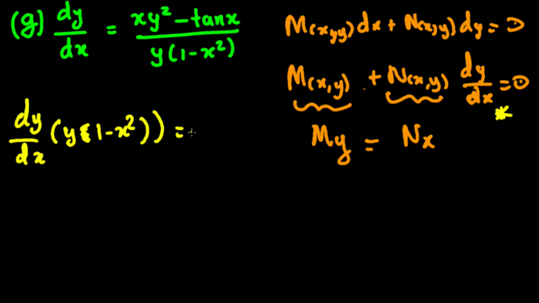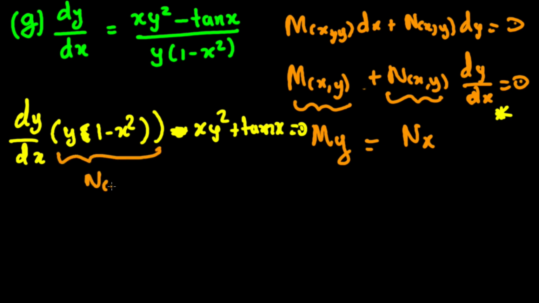Okay, and on the other side we have xy square minus tan x, and I can directly bring all of them over. So this is going to be minus xy square plus tan x, that's equal to 0. Now from this one you can figure out which one is M of x comma y. N of x comma y is the term that's multiplied by dy by dx. So here dy by dx is with this one, right? This is our N of x comma y. And the other term is M of x comma y. So this is our term of M of x comma y.